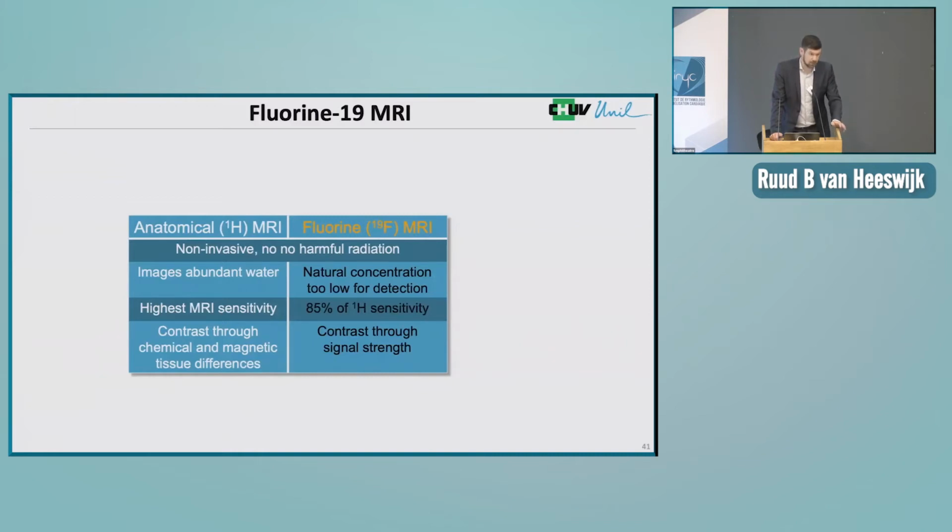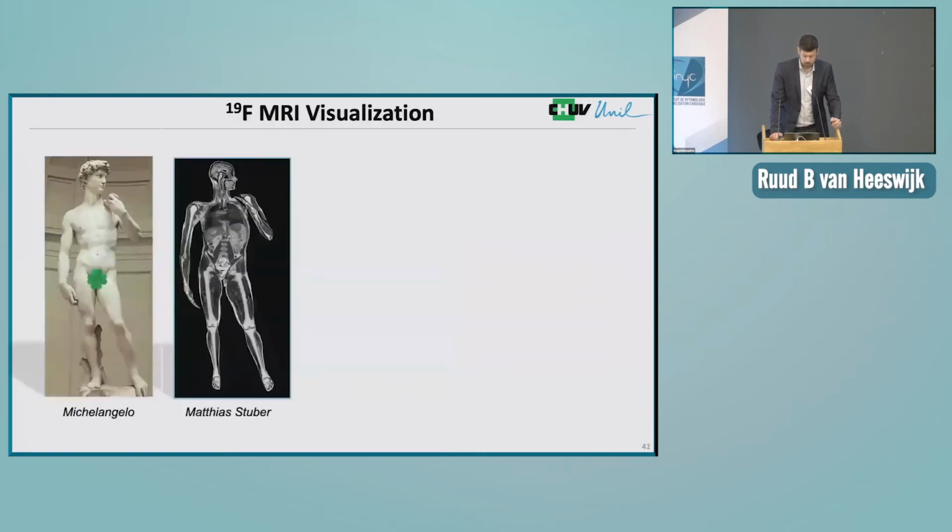So fluorine-19 is not fluorine-18, that's used for PET, right? That's radioactive. Fluorine-19 is a completely stable nucleus, and there is no natural fluorine-19 in the body that you can detect with MR. There's some in the teeth, but that's fixed and bound, so you can't detect it. And it has 85% of the sensitivity of proton, which is the second highest, after proton. But since you don't have natural fluorine in the body, anything that you inject is your contrast, essentially.